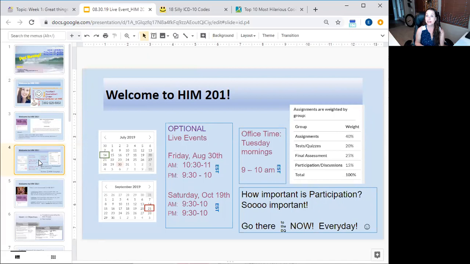And then, of course, the final assessment. 25% of your grade for the whole class comes in that final week 10 when you have that final assessment. So as you go through the course, one of the most important things is to keep up on those assignments. 40% of your grade, that's pretty heavy.